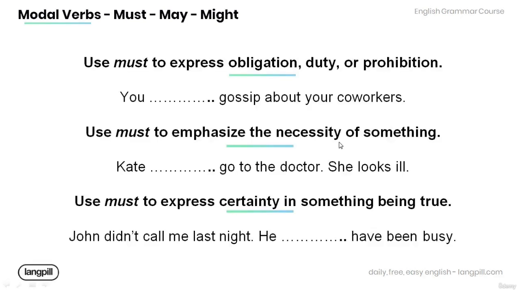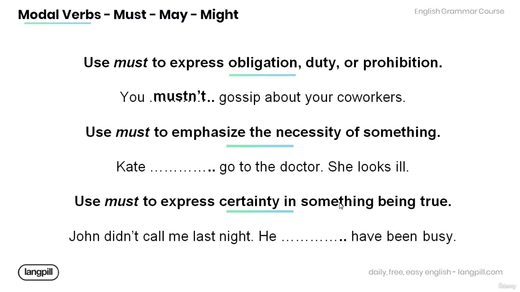Now let's review and practice a bit. Remember that we use must to express obligation, duty, or prohibition, to emphasize the necessity of something, and to express certainty in something being true. Now read the following sentences and fill in the blanks using the appropriate modal verb. You gossip about your coworkers. You mustn't gossip about your coworkers.